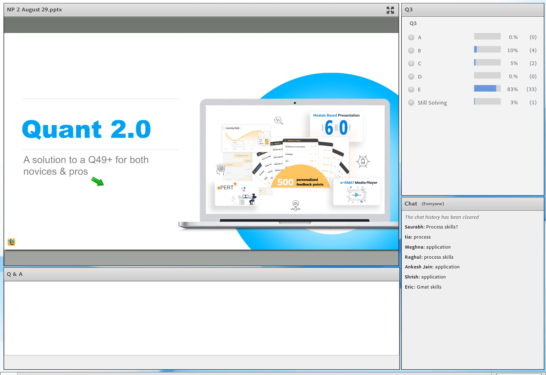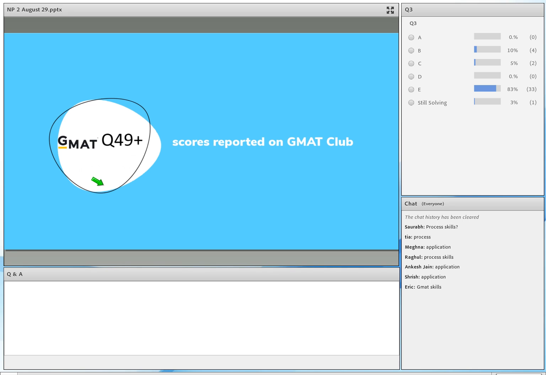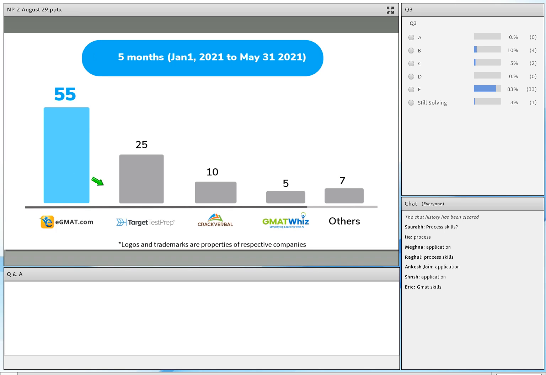It's going to take you to your Quant 49 plus score. It's for everyone, for a novice, for a pro. Everybody has content here. It's just about what you need to do from the course. You don't have to do everything. Look at this chart from Jan 1 through May 31 on GMAT Club. This is Q49 plus scores. Just look at how e-GMAT has 55 of these and all other test prep companies are less than half. The closest is also less than half, and then the others are really, really low.